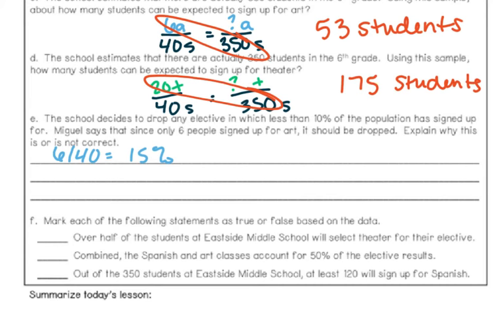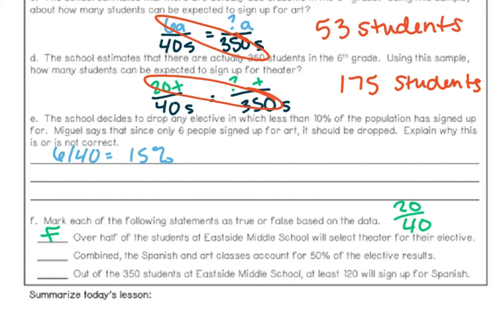Finally, we have some problems that we're going to mark either false or true based on the data. The first one says that over half of the students at Eastside Middle School will select theater for their elective. We know that out of the 40 students surveyed, 20 of those students chose theater. Is this over half of the students? 20 out of 40 is exactly 50%. So since that's exactly half, it is false that over half would choose theater.